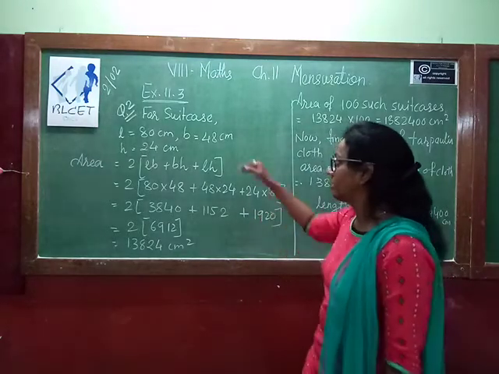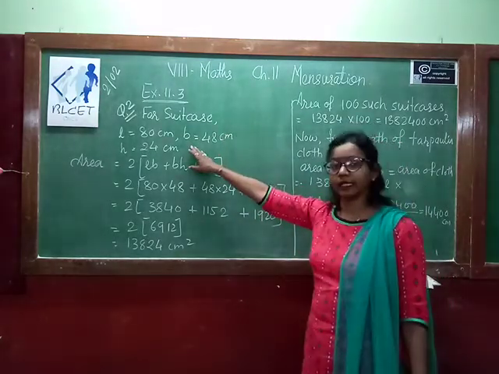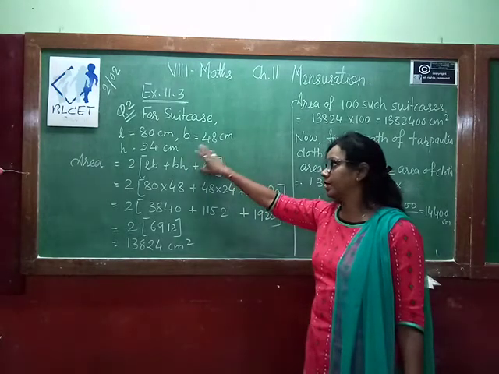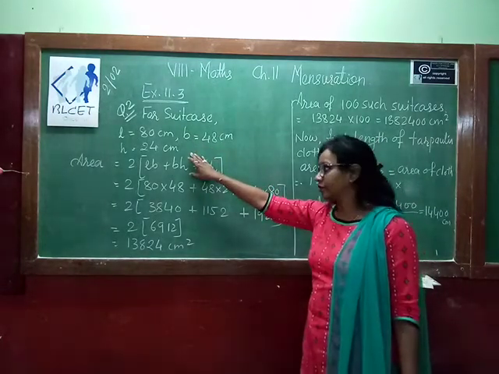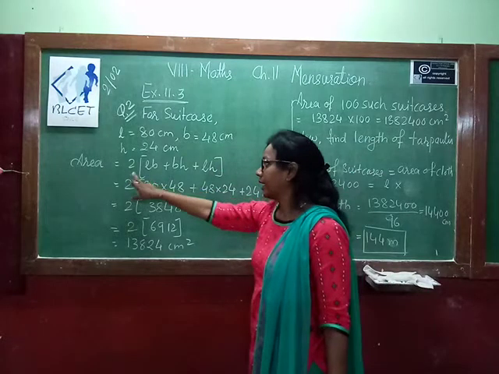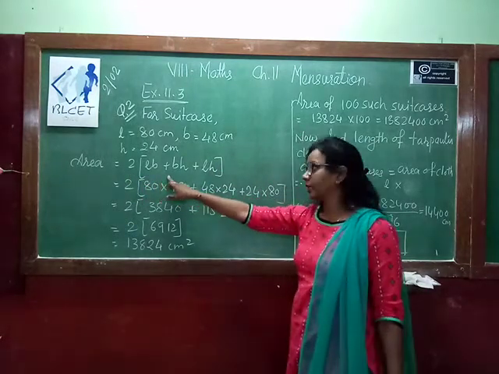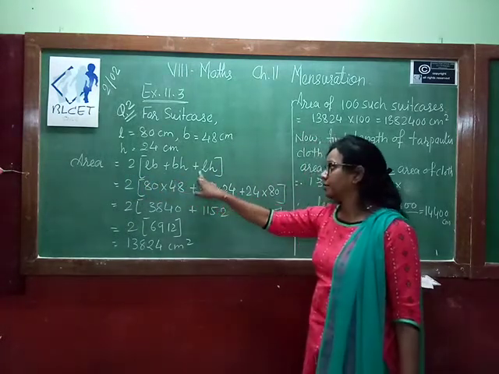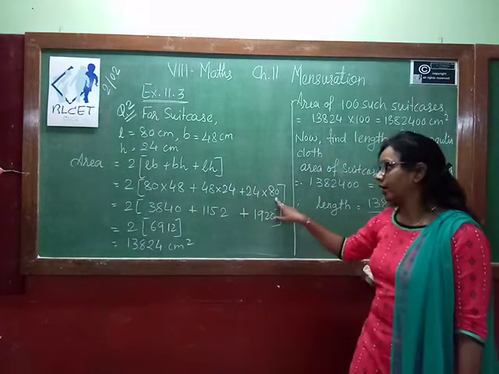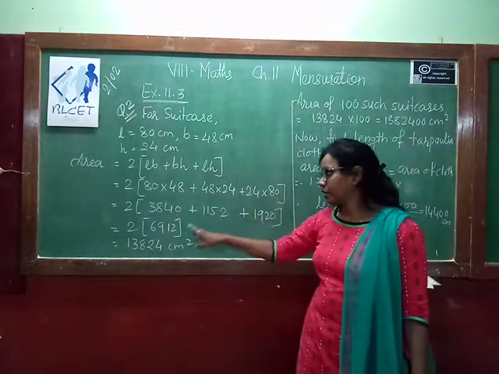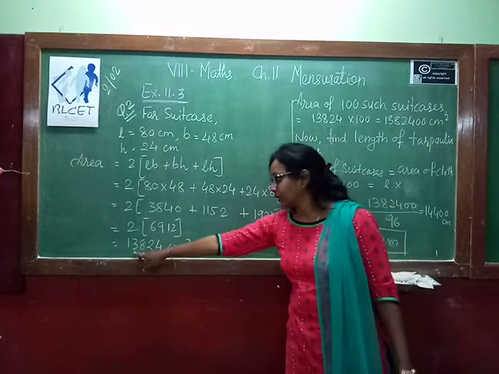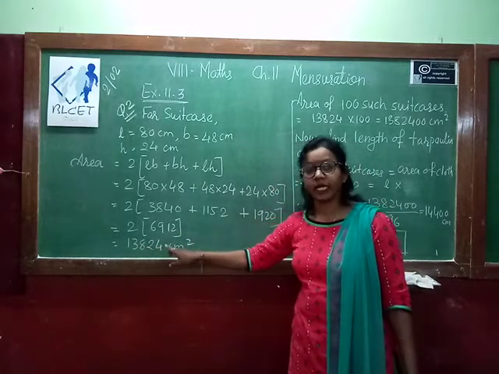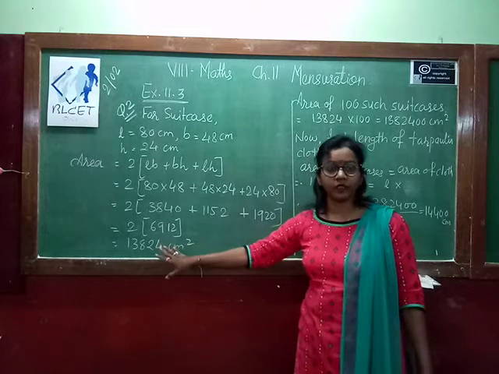So let's see the calculation. For the suitcase we have length 80 cm, breadth 48 cm and height 24 cm. So we will find the area, substituting the values in the formula 2 in bracket LB plus BH plus LH. You have to substitute the values and do the calculation. You will get the area, that is 38,824 centimeters square. This is the area of one suitcase.